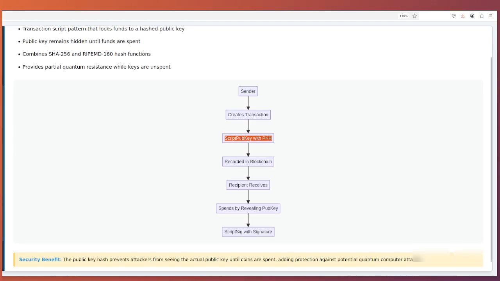One of the key advantages of using a hash instead of the raw public key is quantum resistance, at least partially. While a quantum computer could theoretically derive a private key from a public key using Shor's algorithm, it cannot reverse a cryptographic hash function. As long as your public key remains hidden behind its hash, your coins have an additional layer of protection against future quantum attacks. Of course, once you spend coins and reveal your public key in the ScriptSig, that particular output loses this protection. This is why Bitcoin best practices recommend never reusing addresses.